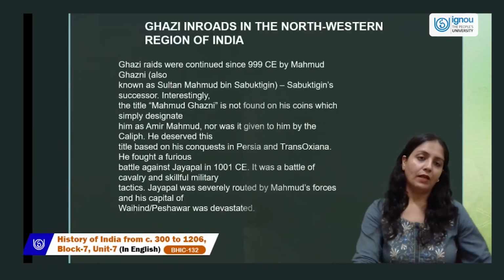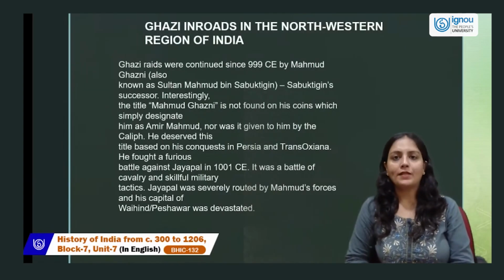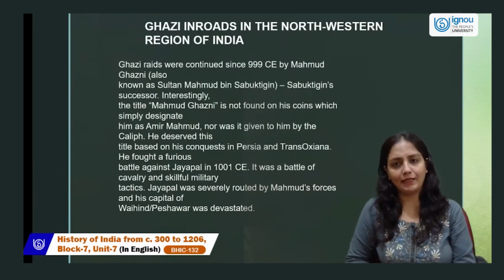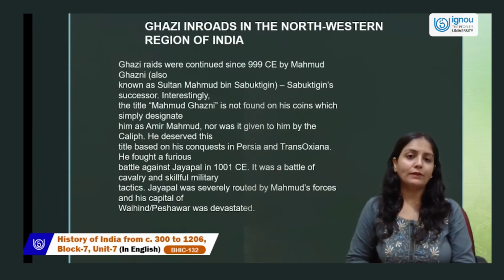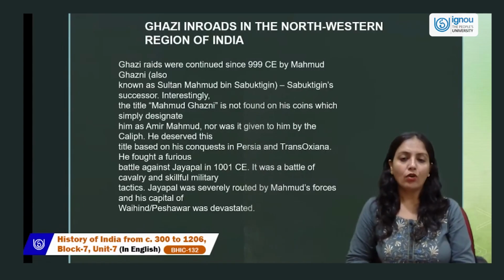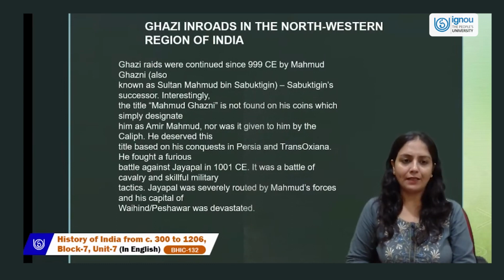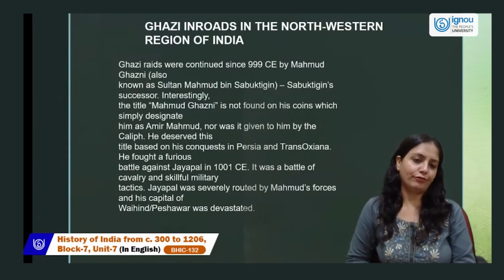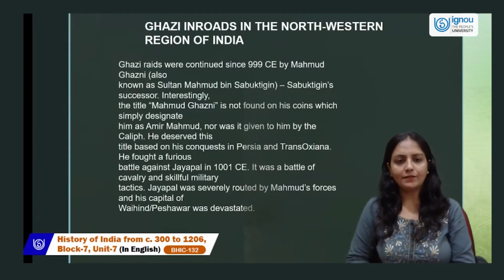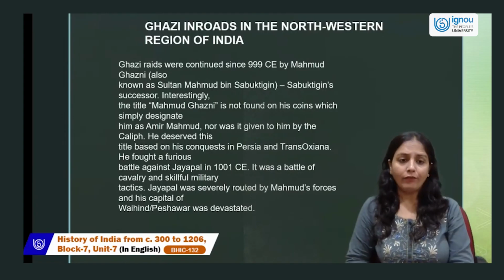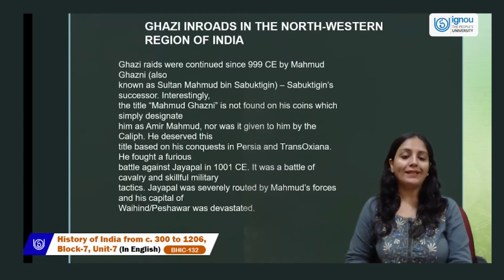Constant fighting. Next is Ghazi inroads in the northwestern region of India. Ghazi raids were continued since 999 CE by Mahmud Ghazni, known as Sultan Mahmud bin Subuktigin, Subuktigin's successor. Interestingly, the title Mahmud Ghazni is not found on his coins, which simply designate him as Amir Mahmud, nor was it given to him by the Caliph. He deserved this title based on his conquests in Persia and Transoxiana.